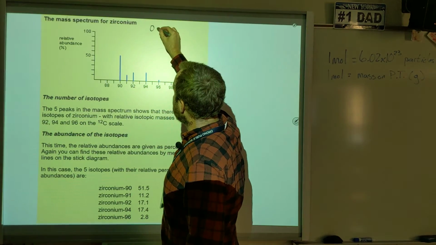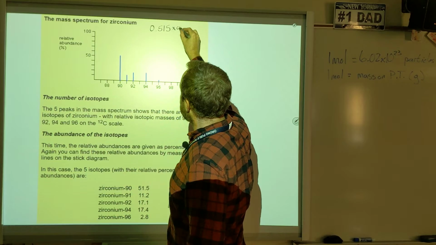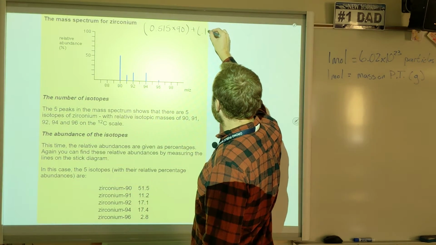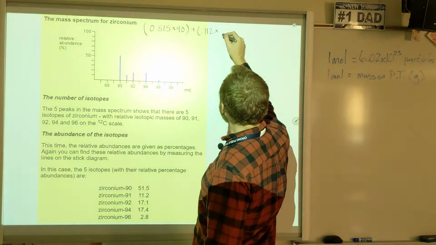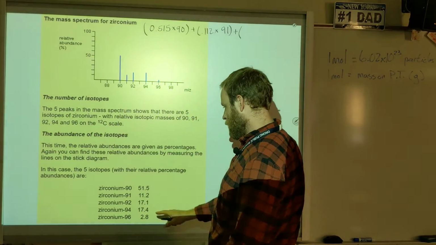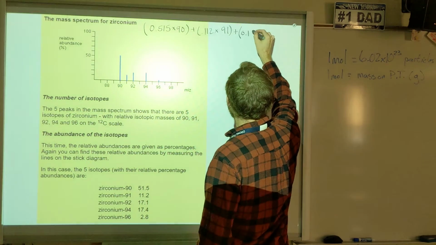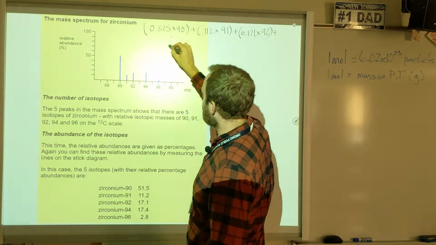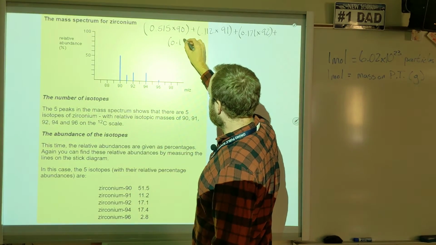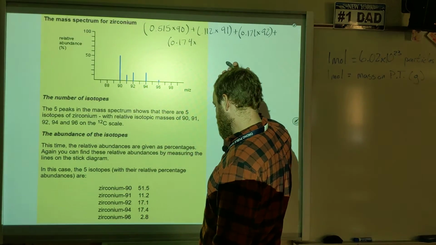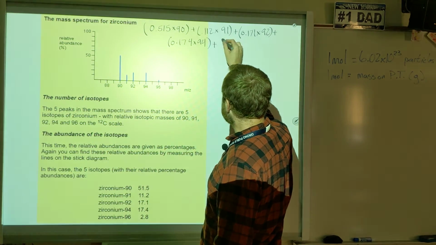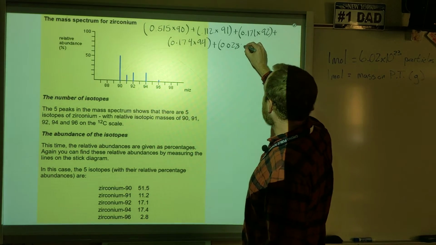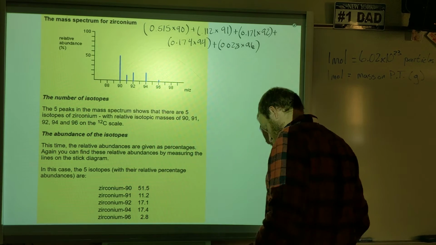So the first one, 0.515 times 90, plus the next one, 0.112 times 91, plus the next one, 0.171 times 92, plus, I'm going to move down here, I ran out of room, 0.174 times 94, plus 0.028 times 96. Throw that in the calculator.